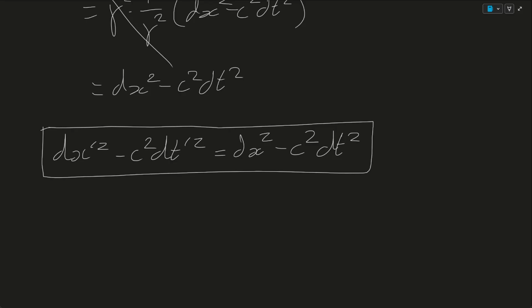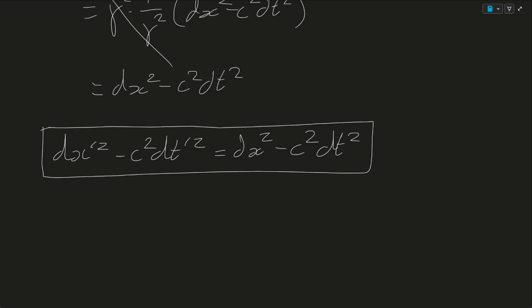Let's have a look at this and unpack it a bit, because it's very algebraic. So if we have two events with a spacetime interval of ds squared, if that's less than 0, then there exists some frame where the events occur at the same place.